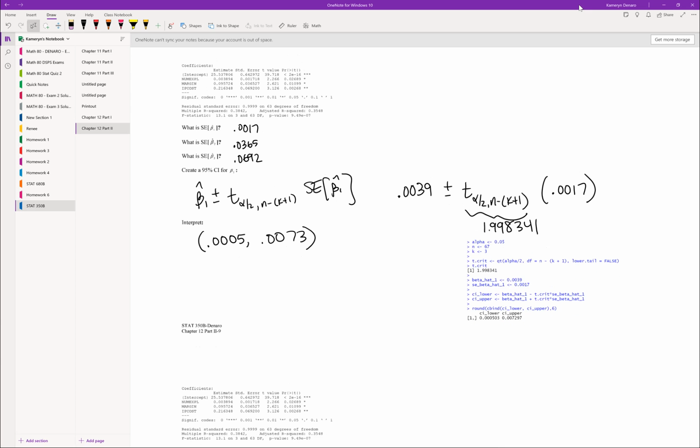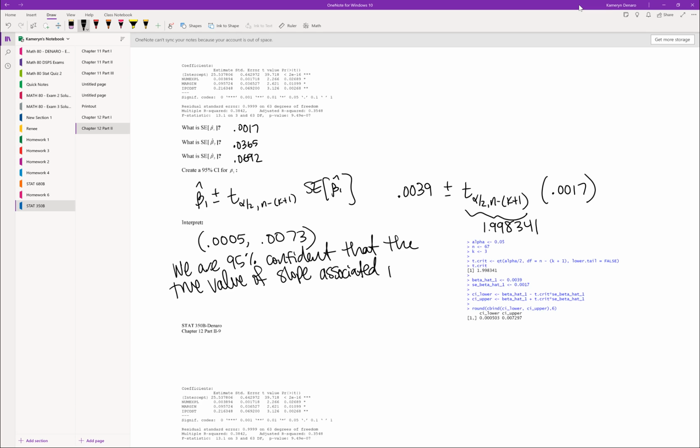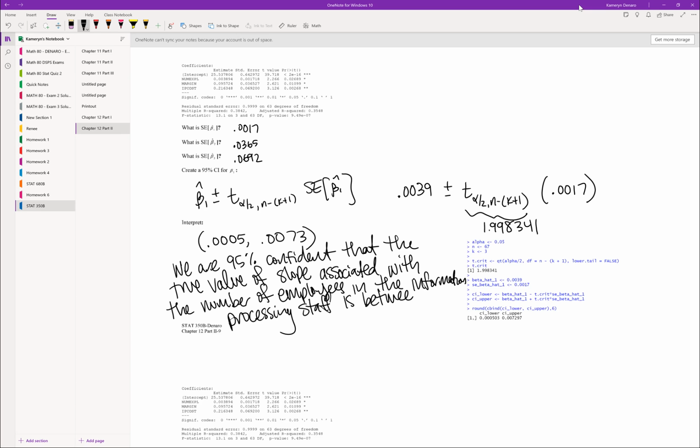To interpret this, we can say we are 95% confident that the true value of the slope associated with the number of employees in the information processing staff is between 0.0005 and 0.0073.